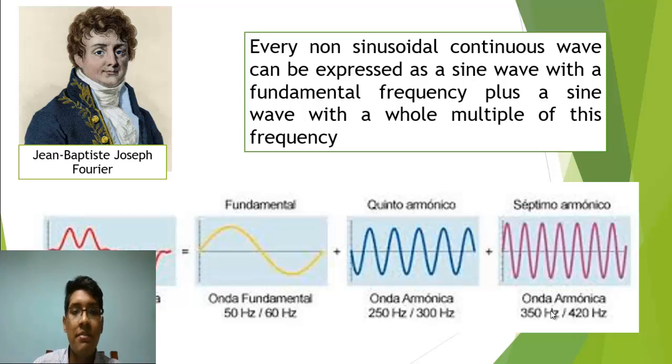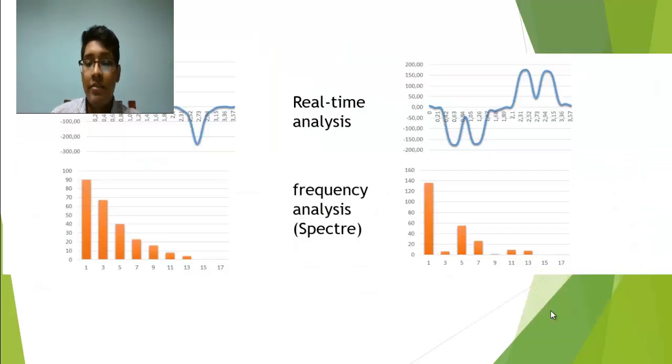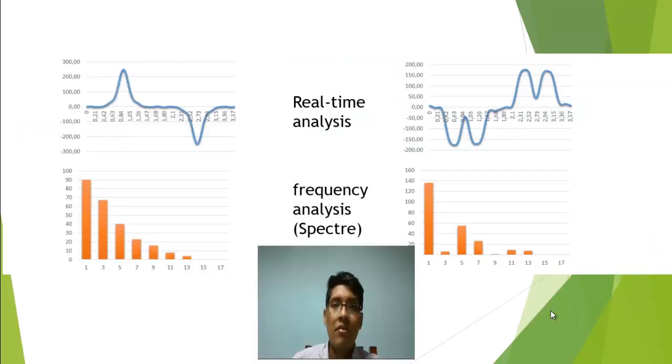The mathematician Jean-Baptiste Fourier determined that every non-sinusoidal continuous wave can be expressed as a sine wave with a fundamental frequency, plus sine waves with whole multiples of this frequency, which are called harmonics. When performing a harmonic analysis, two things are taken into account: real-time analysis and frequency analysis, called spectra.